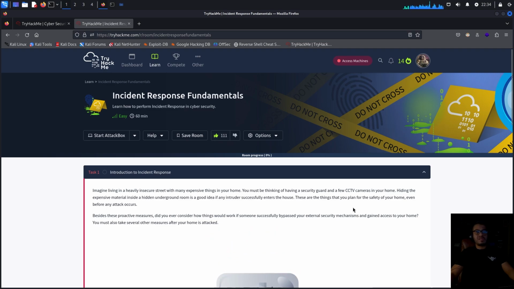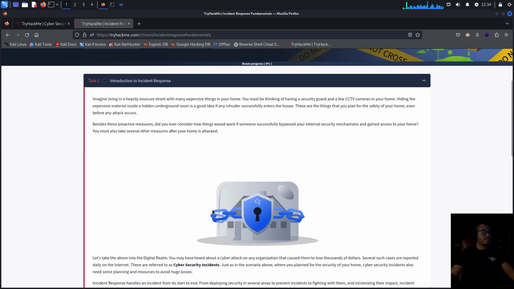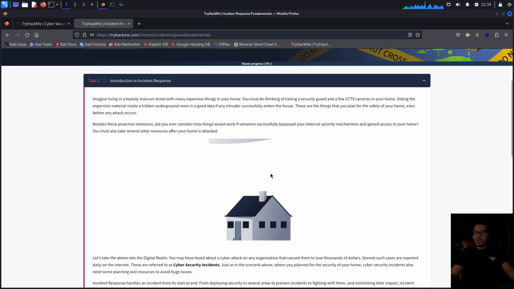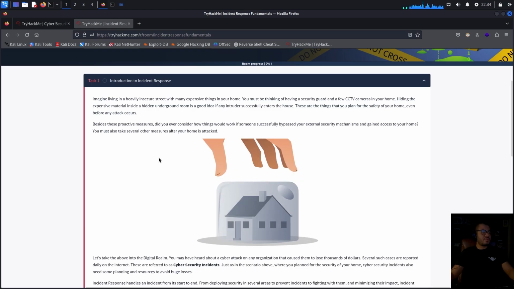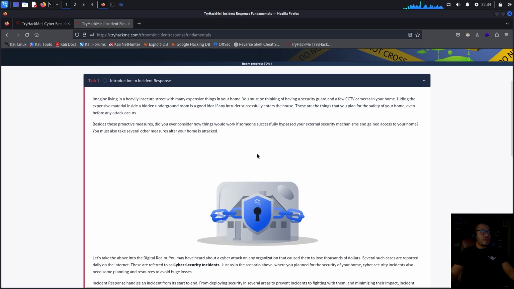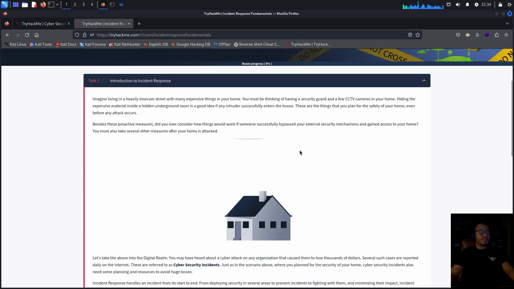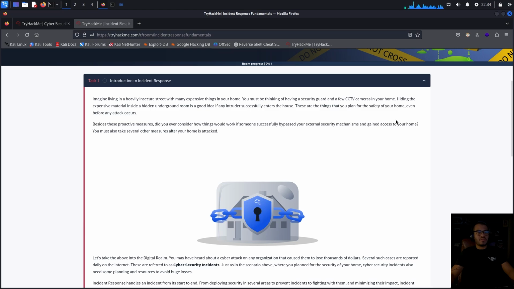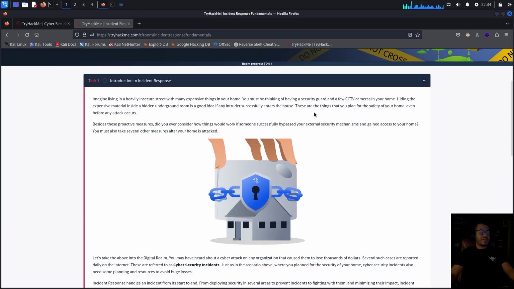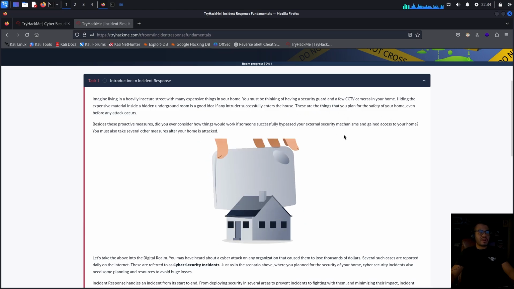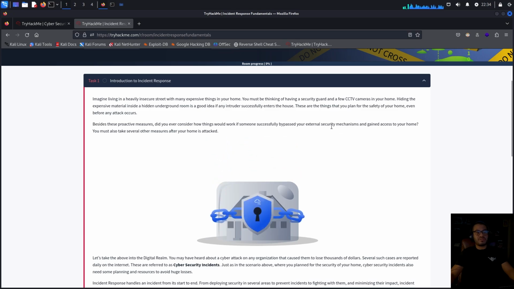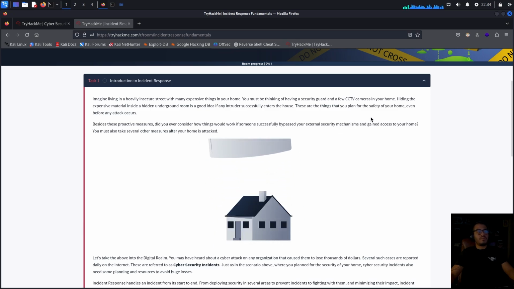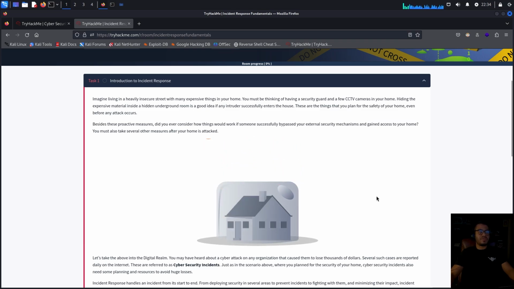Learn how to perform incident response in cybersecurity. Introduction to incident response. Imagine living in a heavily insecure street with many expensive things in your home. You must be thinking of having a security guard and a few CCTV cameras in your home. Hiding the expensive material inside a hidden underground room is a good idea if any intruder successfully enters the house. These are the things that you plan for the safety of your home, even before any attack occurs.